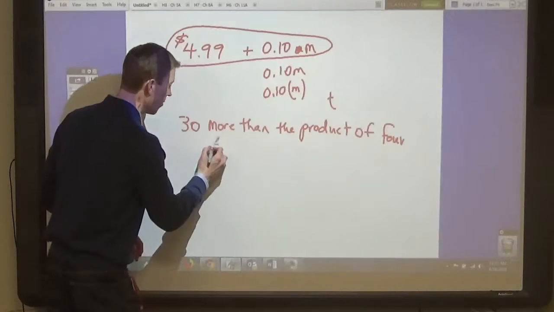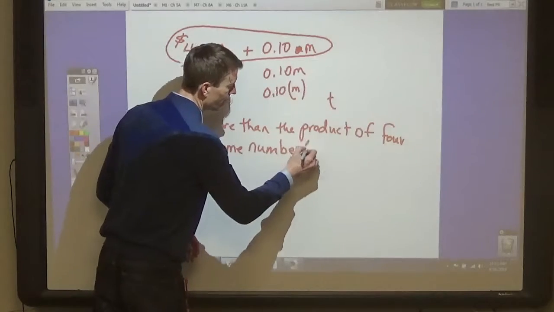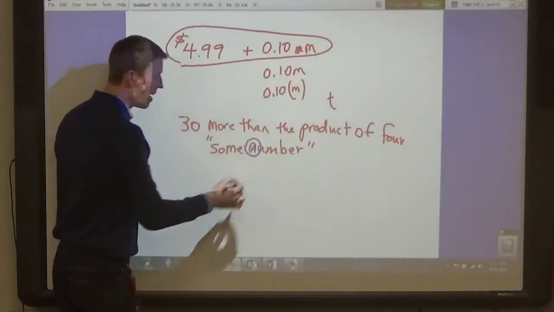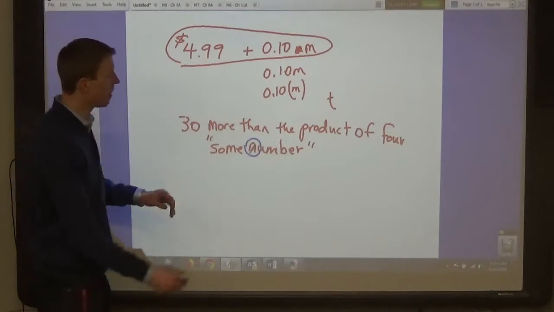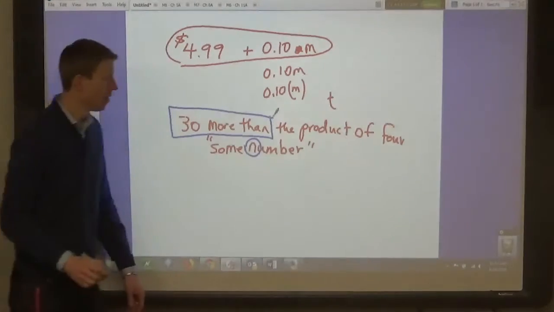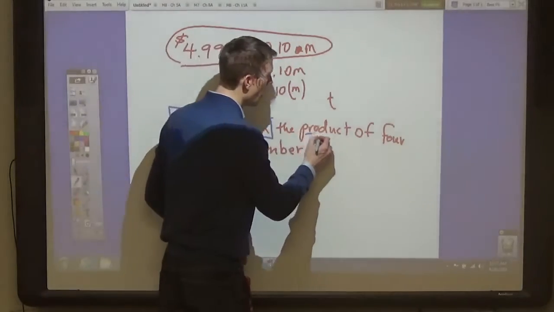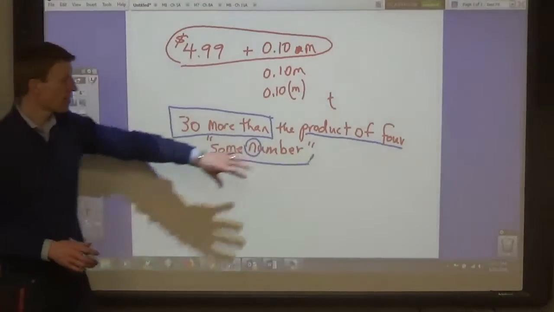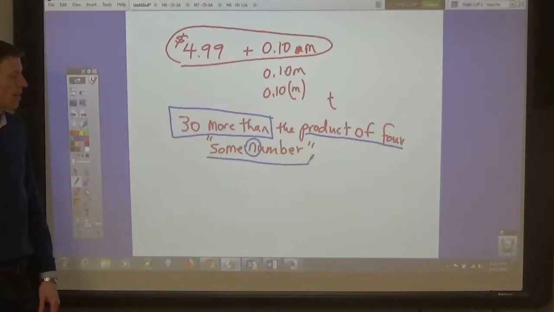So when you're using a variable for some number, the variable that's used most of the time for that is n for number. Okay? So let's divide this up. 30 more than, let's separate that. And the product of 4 and some number, put that together, because that's the part we're going to start with. 30 more than this, the product of 4 and some number.